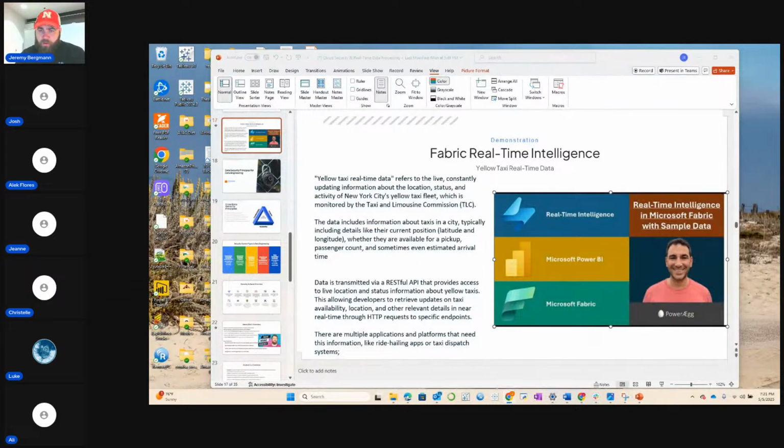Real-time intelligence in Microsoft Fabric with sample data. There we go. I'll put this in Slack for everyone.